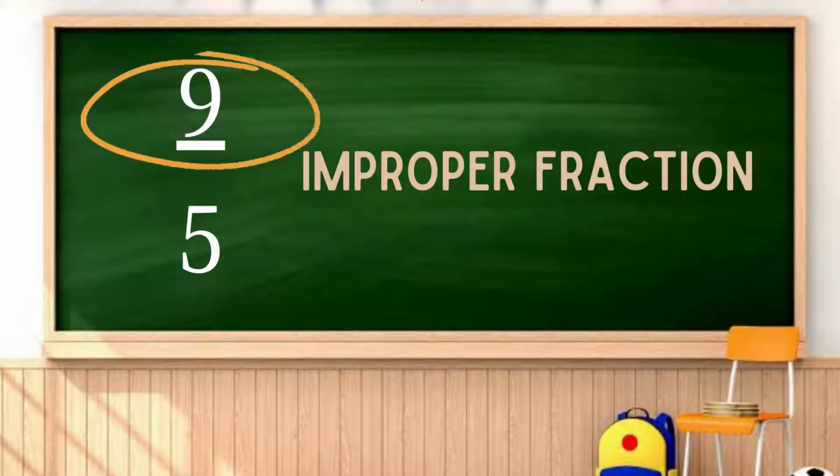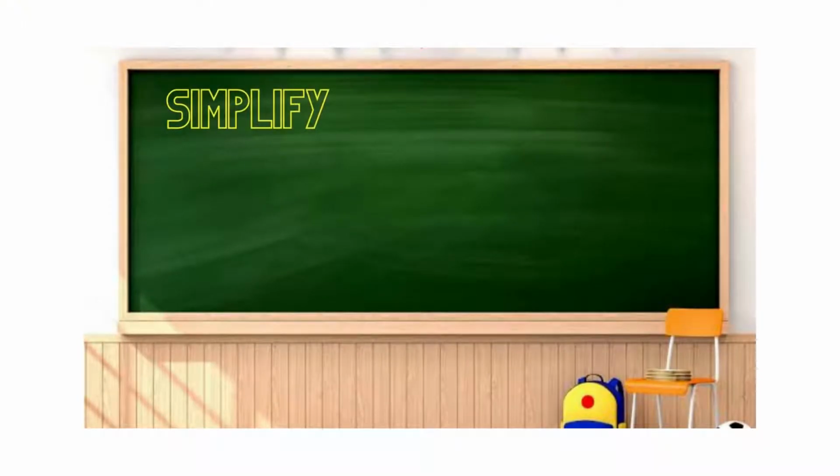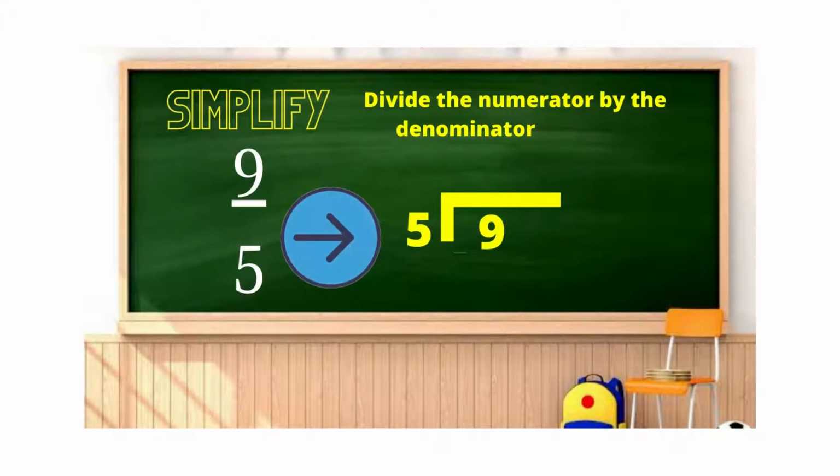So if it is an improper fraction, we need to do step 2, which is simplify. Since the answer is an improper fraction, you are going to change it to a mixed number. How? By dividing the numerator by the given denominator. So look at the illustration, children. We are going to divide 9 by 5.